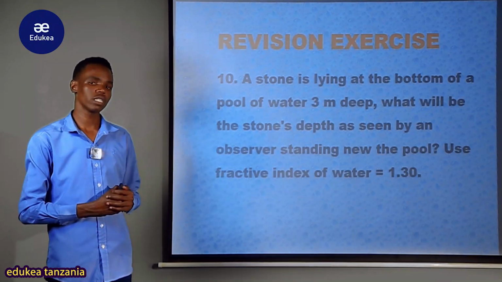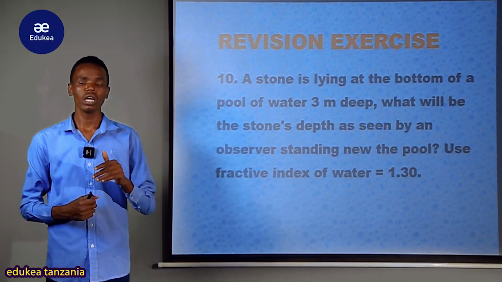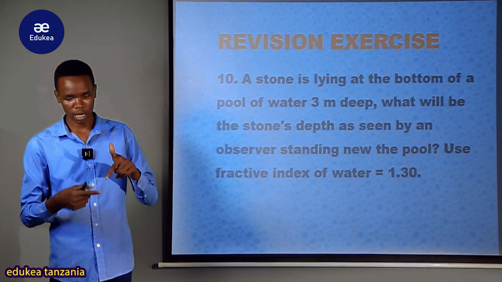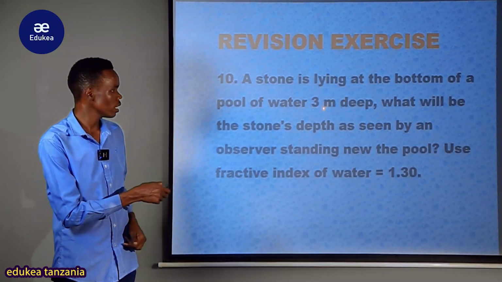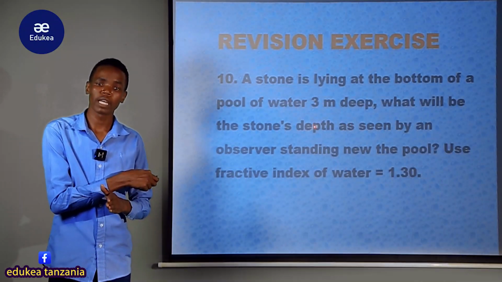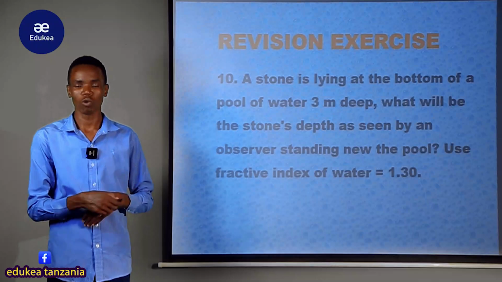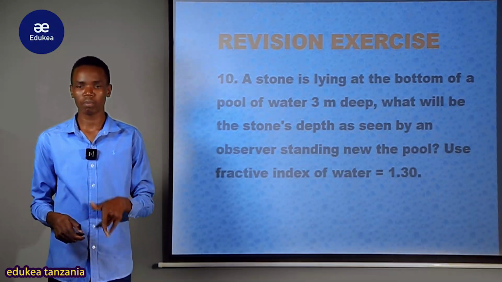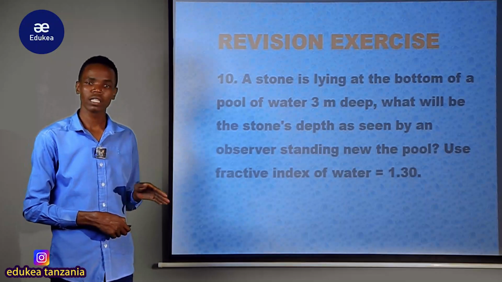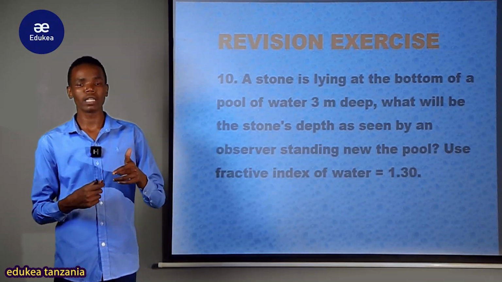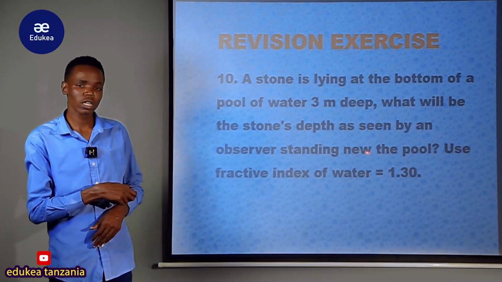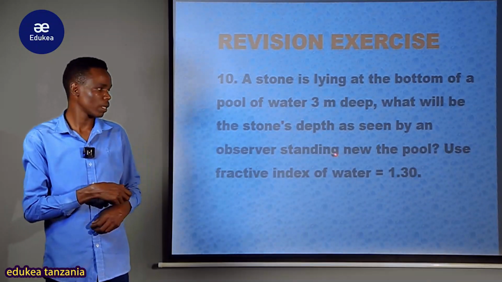And here, as we see, we have the stone, and that stone is placed in the pool at a depth of 3 meters. It means we have been given the real depth, the actual depth of the stone when it is placed in the pool. Also, we are supposed to find the apparent depth, the depth at which the observer standing there sees the stone, where it appears.